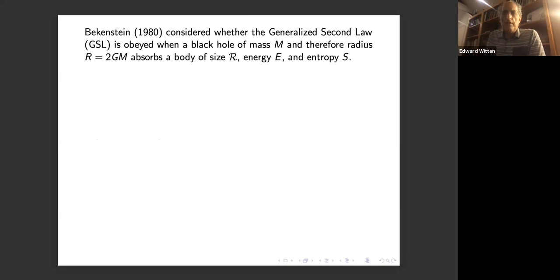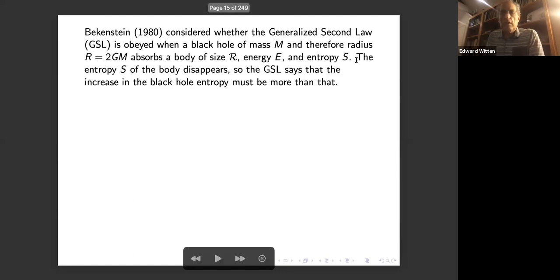In 1980, Bekenstein went back to the same subject matter he'd considered in his original paper 8 years earlier. He asked if the generalized second law is obeyed when a black hole of mass m, and therefore radius 2Gm, I'll assume a Schwarzschild black hole, absorbs a body of size curly R, energy E, and entropy S. The entropy S of the body disappears, so the generalized second law says the increase in the black hole entropy must be more than that.